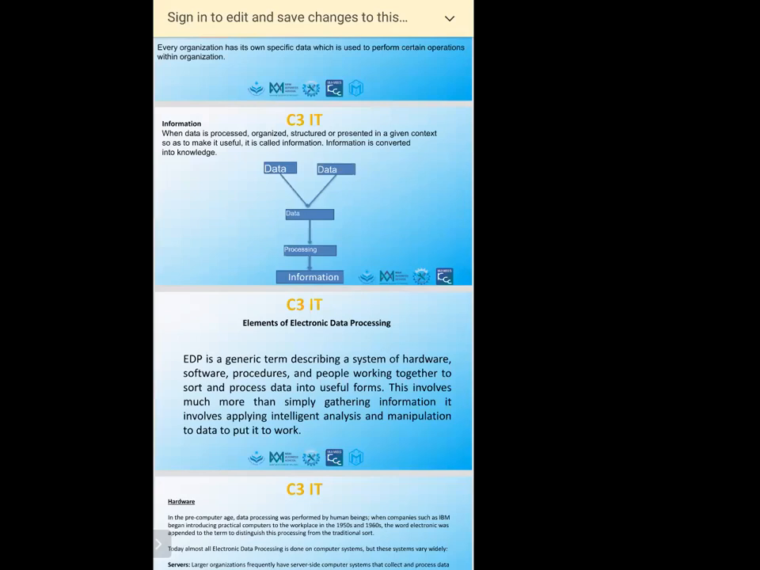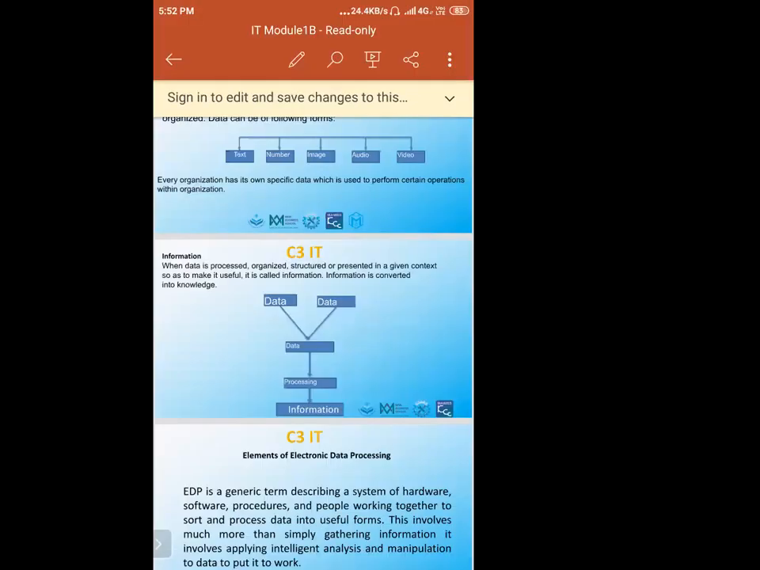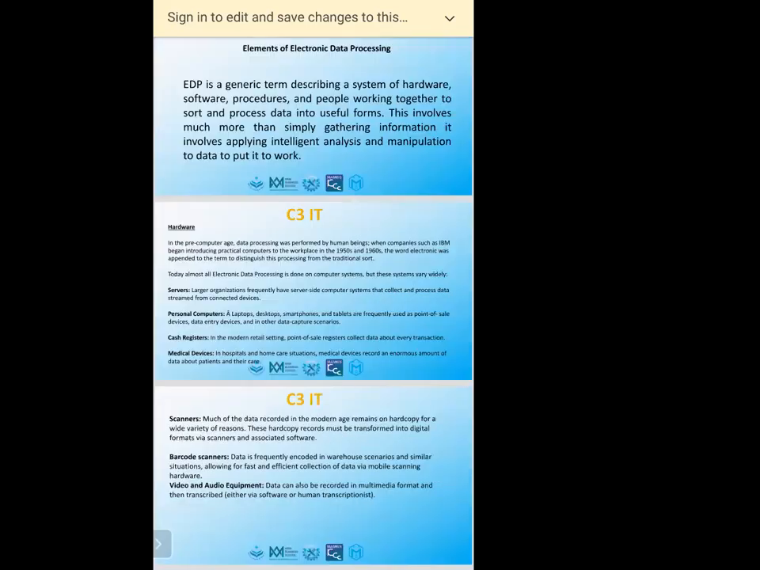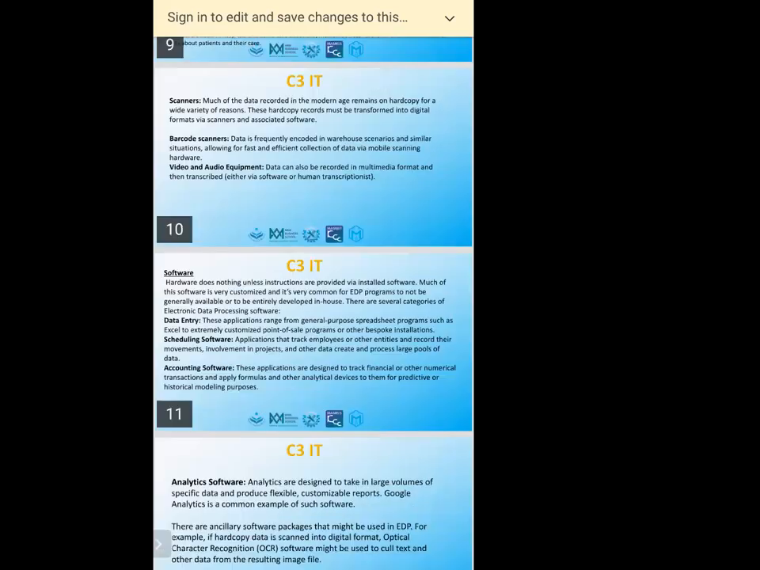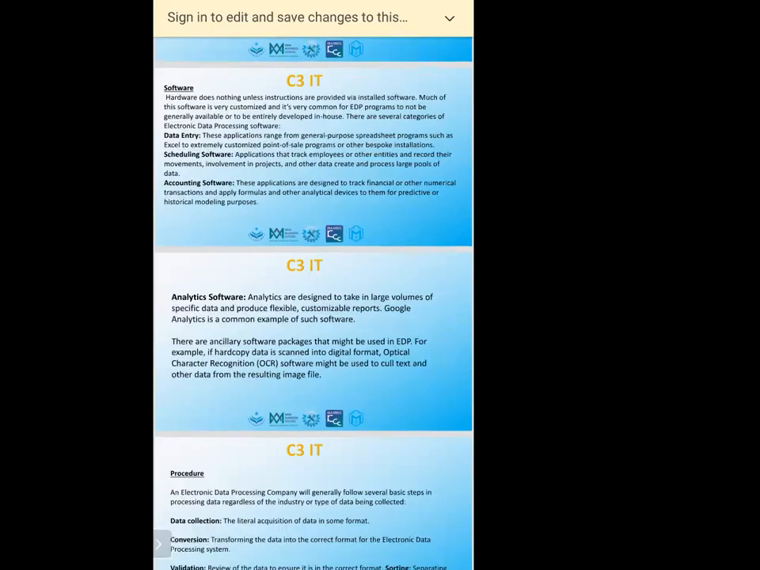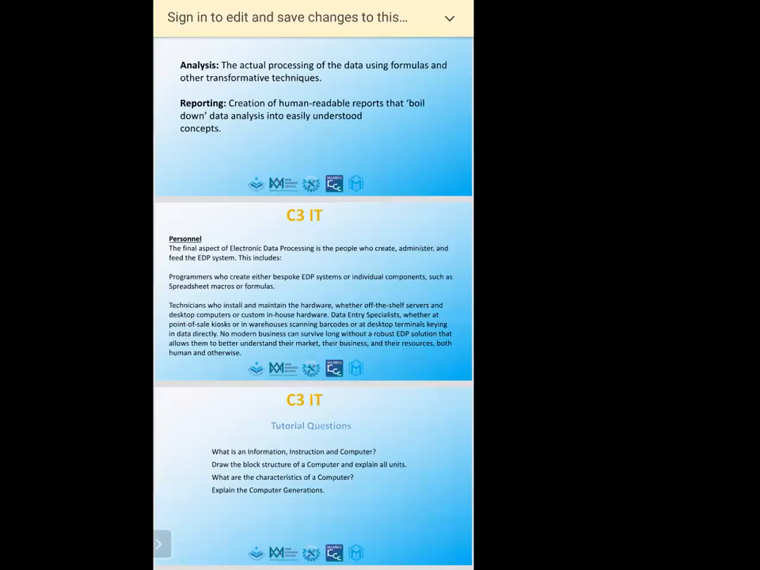Electronic data processing. That is called EDP. So what are the hardwares in the EDP? I think within 5 minutes you will have the break. What are the hardwares in the EDP? What are the softwares in the EDP? Then what are the procedures in the EDP? And what are the persons involved in the EDP? So likewise we learn about it.